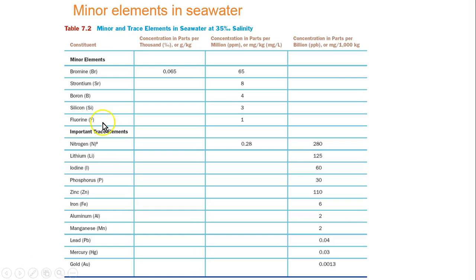And then you also find minor elements in seawater as well. So you have bromine, strontium, boron, silicon, fluorine, and then also various metals as well, all the way down to gold.